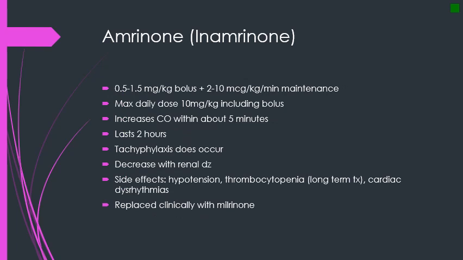If you're giving it IV, you're going to give a bolus dose of 0.5 to 1.5 milligrams per kilogram, and then you're going to run the drip about 2 to 10 mics per kilo per minute for maintenance. The patients typically can only get about 10 milligrams per kilogram, including their bolus, in a day, and that's just because it causes such vasodilation. So you have to be really careful with balancing that out.